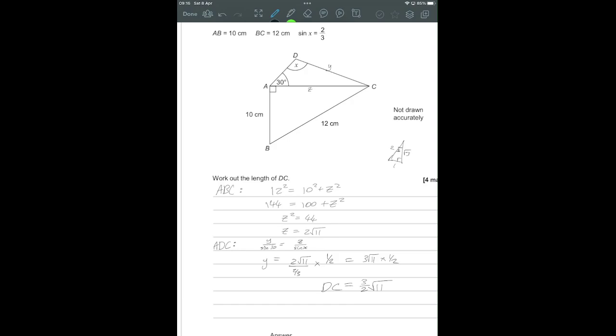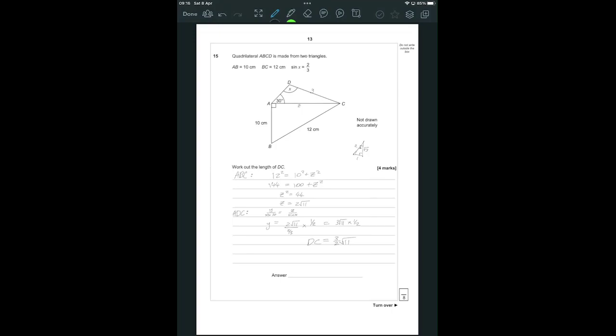Non-calculator, so we did have to work a little bit for that, but we got 4 marks for our efforts.